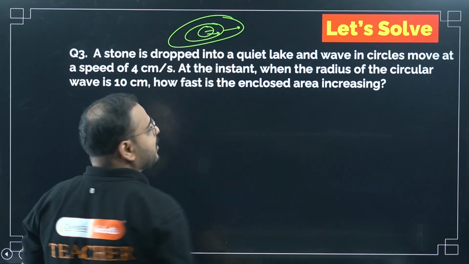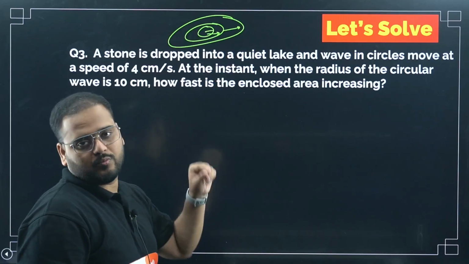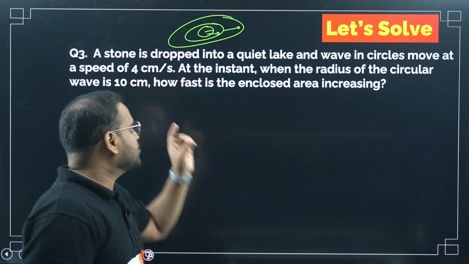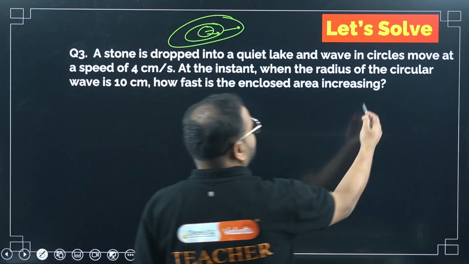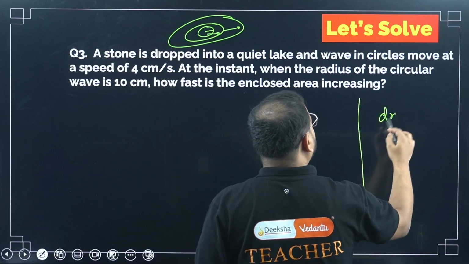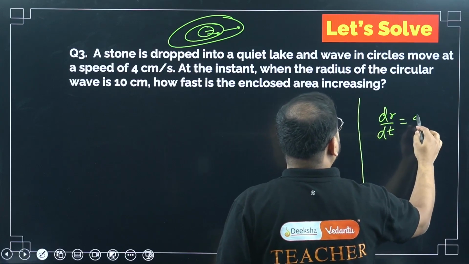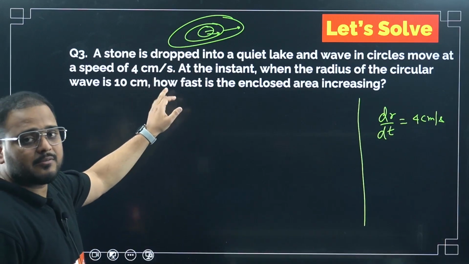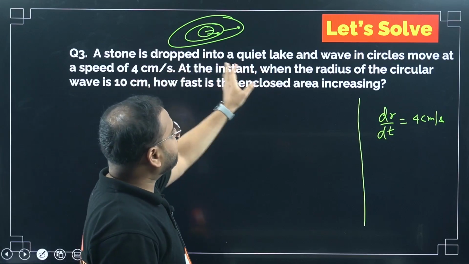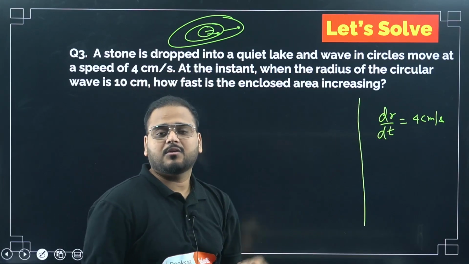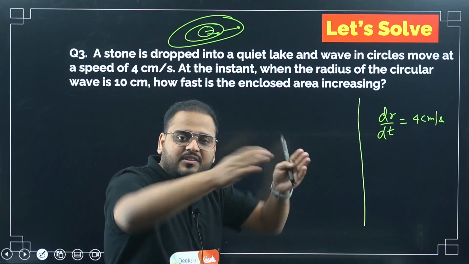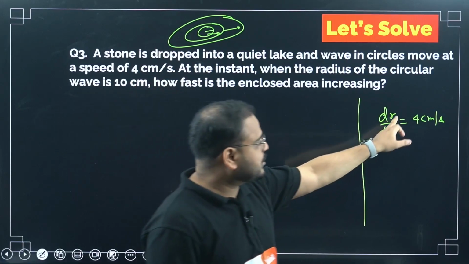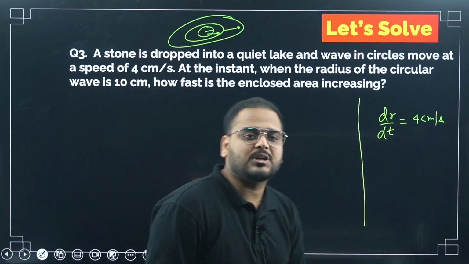Means what is happening? First wave had this radius, let's say small r. Second one will have r2, let's call them r1, r2, r3. The waves are having radius r1, r2, r3. So the radius is increasing, right? So I can write this speed 4 cm per second as nothing but dr by dt. I hope you understand this. Very important to understand this. So 4 cm per second is what? Rate of change of, means how fast the waves are moving. Waves are changing because of the increase in the radius of the circles, right? So that means this is nothing but the rate of change of radius of the circle. So that's why dr by dt is 4 cm per second.